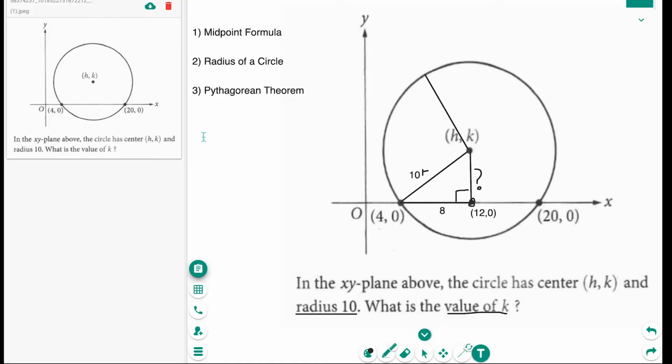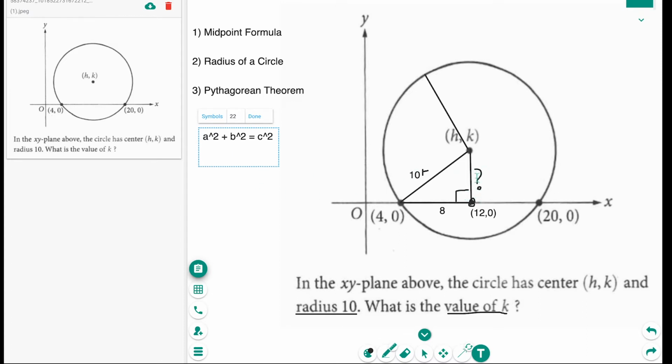So a quick refresher on Pythagorean's theorem. It helps us find the length of the sides of a right triangle. It's a squared plus b squared equals c squared. And c squared is always the largest length on the triangle, the one opposite the 90-degree angle. So in our situation, this 10 would be our c squared because it's the largest side and it's opposite the 90-degree angle. So now we're going to plug in.